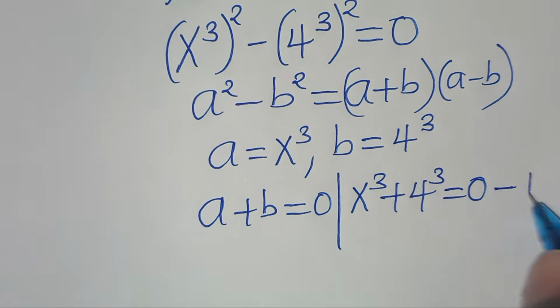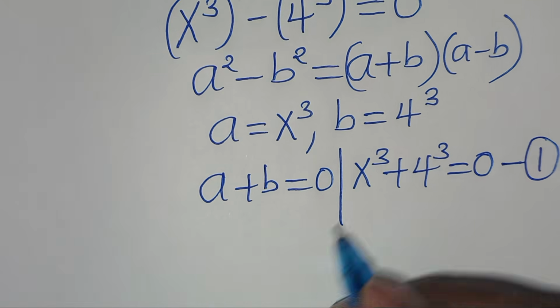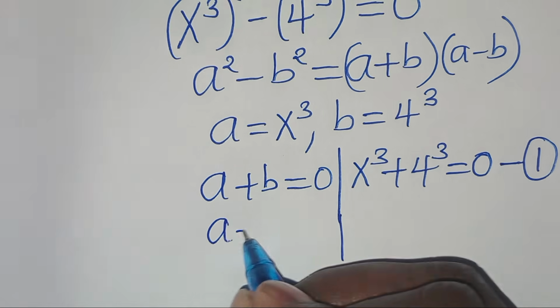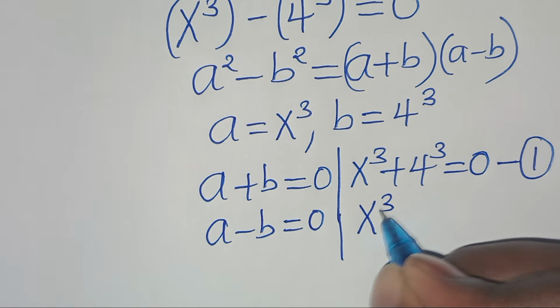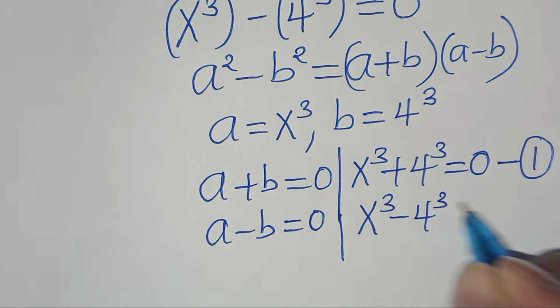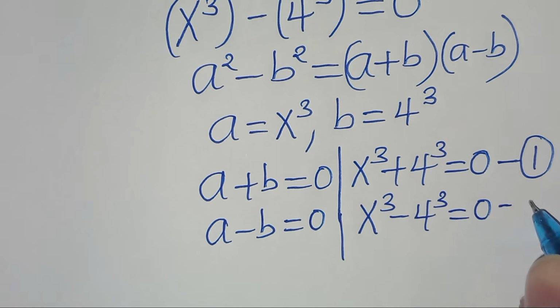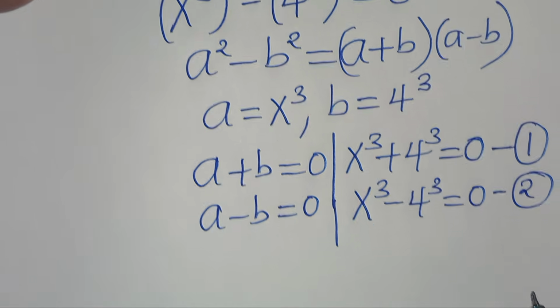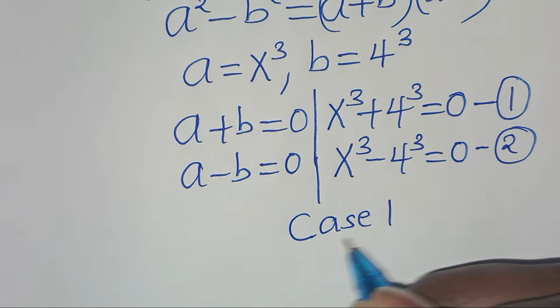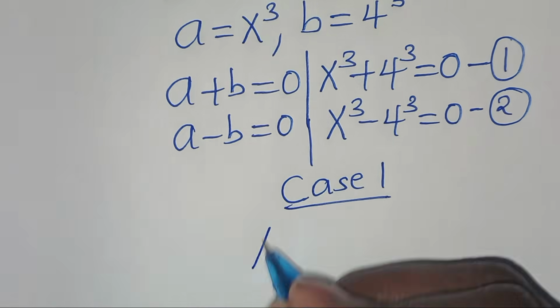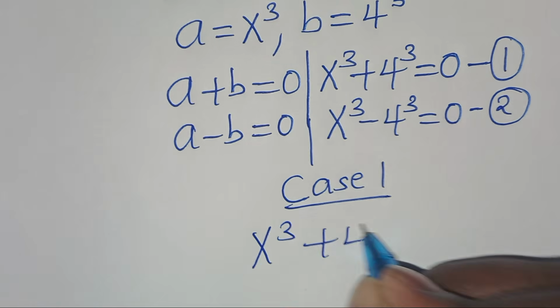Let's call this case 1. And we have that a subtract b equal to 0. This is the same thing as x to the power of 3 minus 4 to the power of 3 equal to 0. Let's call this case 2. So let's start with case 1. In case 1, we have x to the power of 3 plus 4 to the power of 3.